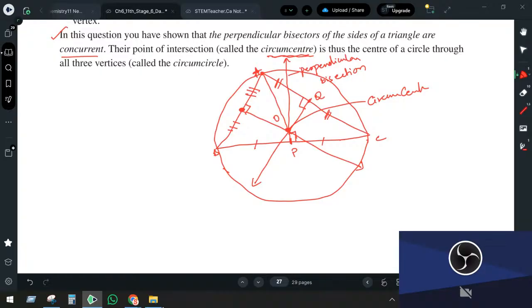Perpendicular bisectors of the sides of the triangle are concurrent. The point of intersection is the circumcenter, and the circle with center at the circumcenter is called a circumcircle. So there are medians, which give the centroid. If you take the medians, the centroid will come. And perpendicular bisectors, which give the circumcenter.